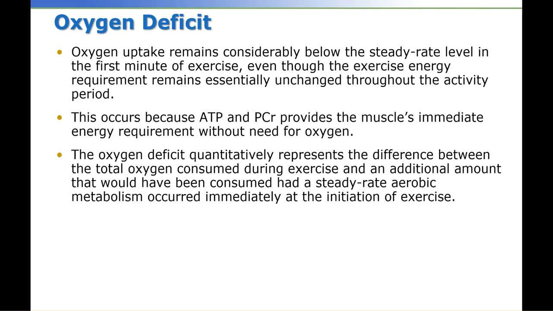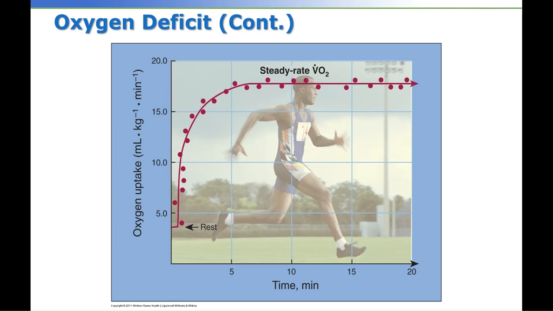The oxygen deficit quantitatively represents the difference between total oxygen consumed during exercise and the additional amount that would have been consumed had a steady rate aerobic metabolism occurred immediately after the initiation of exercise. So basically it's saying that the reason it's below the steady rate is because in the first minute the ATP-PCR system is being used, and that's what it's showing here: in the first minute from rest, oxygen uptake increases rapidly and then it levels off.